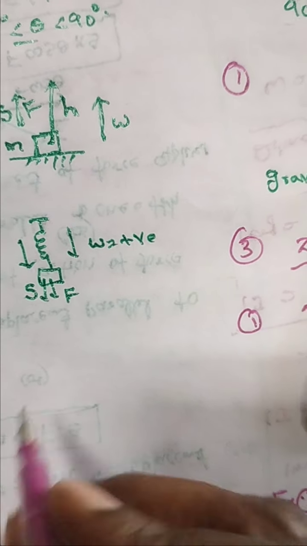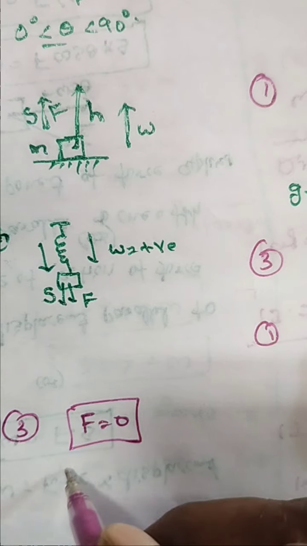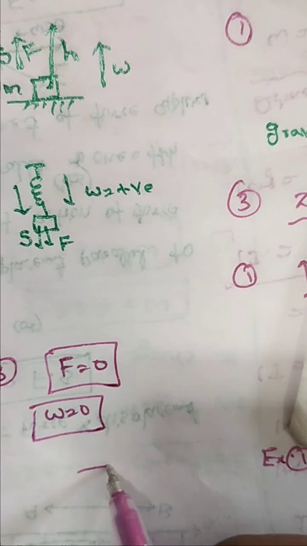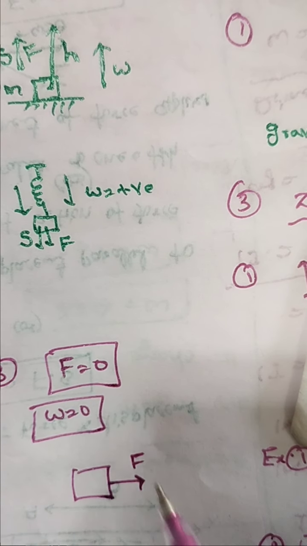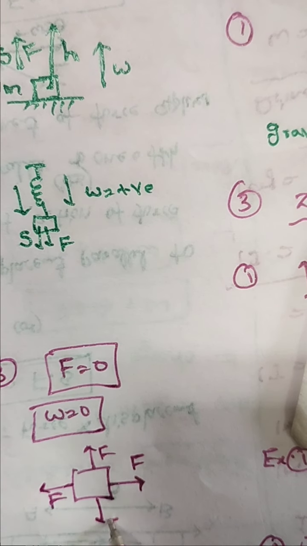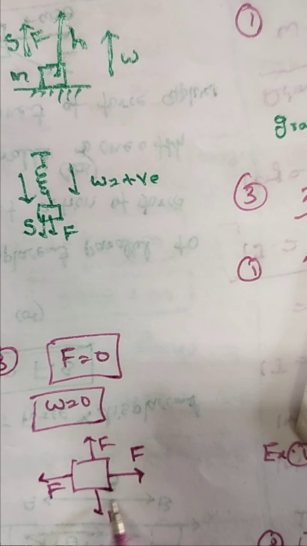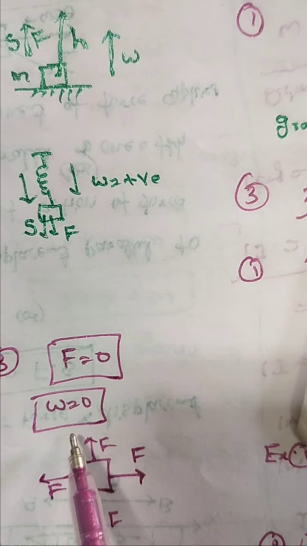What is the third case? The resultant force is equal to 0, so automatically W is equal to 0. Suppose here is one object, and forces are acting in the right direction, left direction, upward direction and downward direction. All the forces are acting on this object, the net force is F equal to 0, and automatically W is equal to 0.